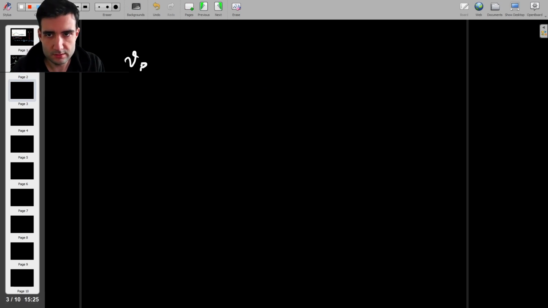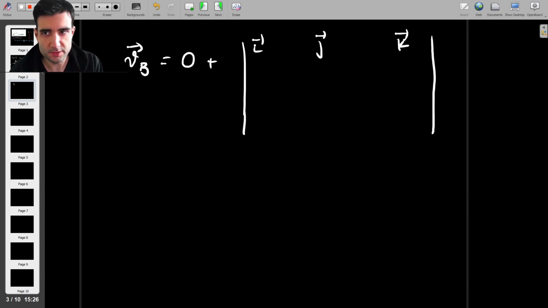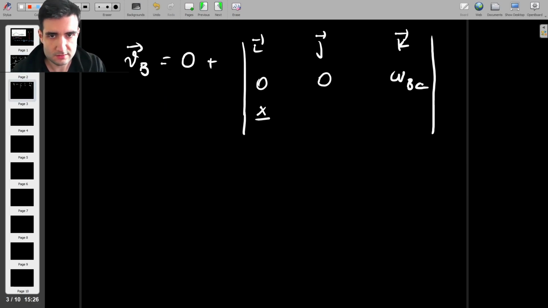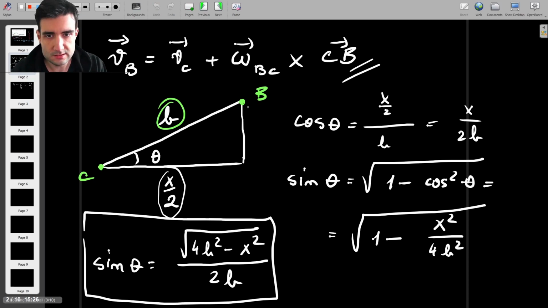So we've got the velocity of B is equal to the velocity of C, which is 0, plus the determinant i, j, k. I'm putting quite a bit of space because we're going to need it. So omega BC is only going to have a k component. So we have omega BC here, which could be positive or negative. We don't really care at this point. And then CB has two components. So the horizontal component is x over 2. And then the j component is this distance right here, which is b sine theta, right?